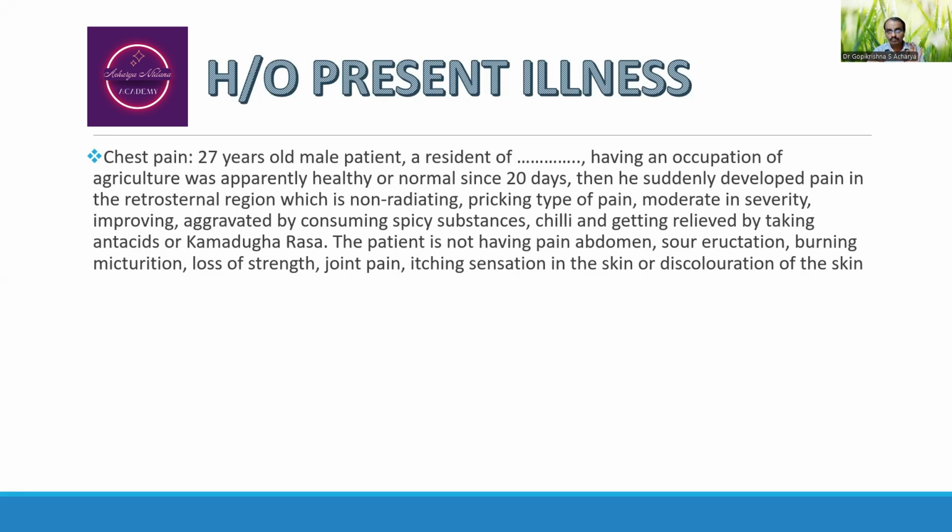Loss of strength, that is ruling out the nervous dysfunction. Joint pain, to rule out musculoskeletal diseases. Itching sensation in the skin or discoloration of the skin, to rule out the integumentary diseases as such. This is how we are going to write the case history.